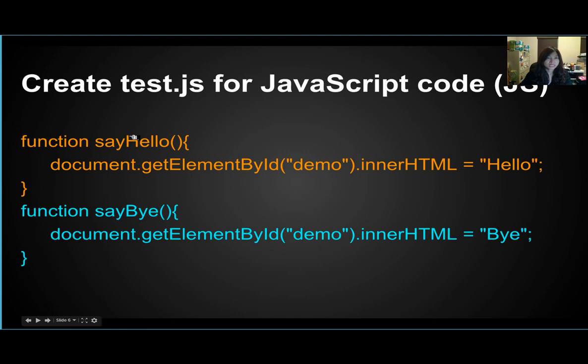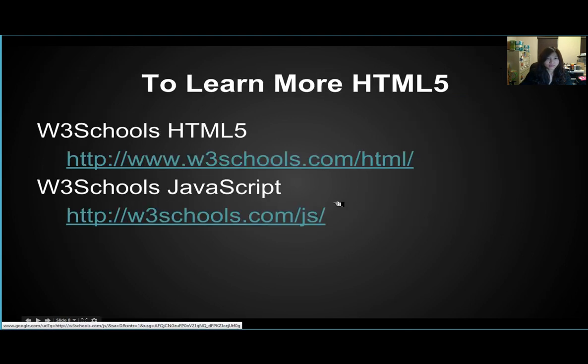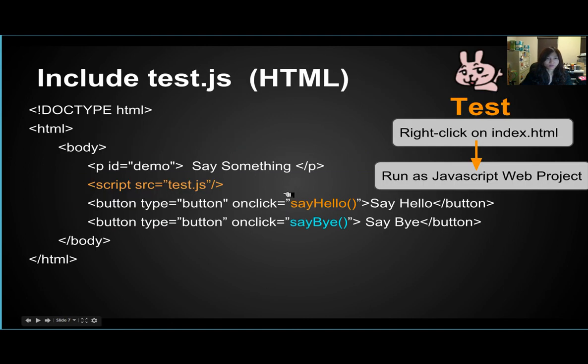Next we create a test.js file. It doesn't have to be test.js, it could be any name here, and then ends with JS. Next we include the test.js file in our HTML, and here we use the script source equals test.js, and we added the onClick method, which is the same method that's defined in the test.js. So next we test it, obviously. So that concludes our lesson today.